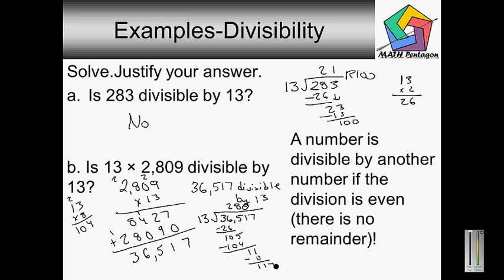Bring down the 7. 13 goes into 117. Let's try 13 times 9. 3 times 9 is 27. And 9 times 1 is 9, plus the 2 is 11. So 13 times 9 is 117. So we do not have a remainder. So yes, 36,517 is divisible by 13. So yes, it is divisible, for sure.